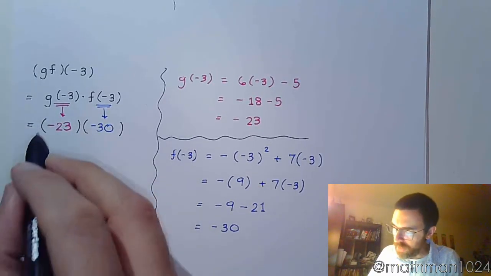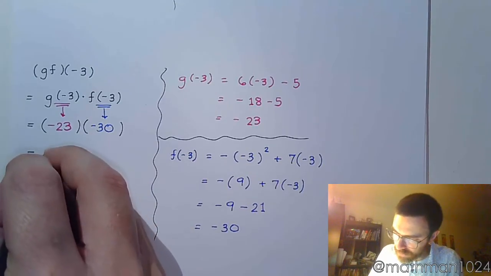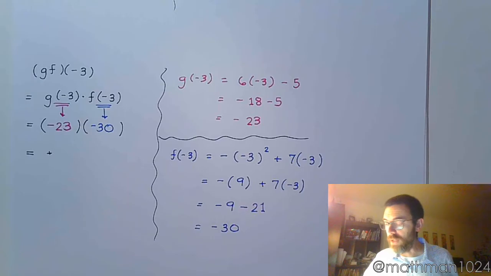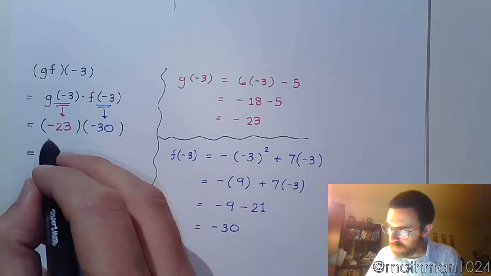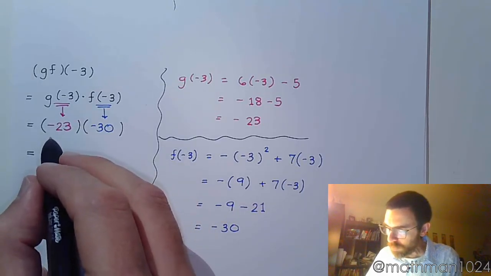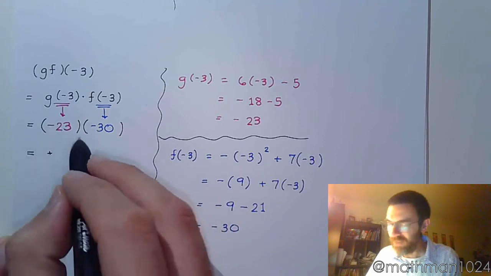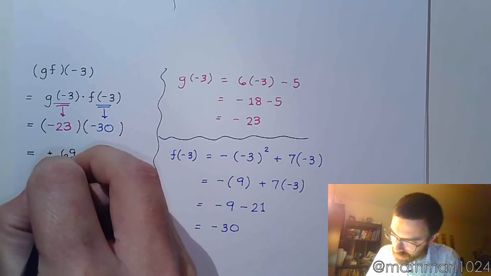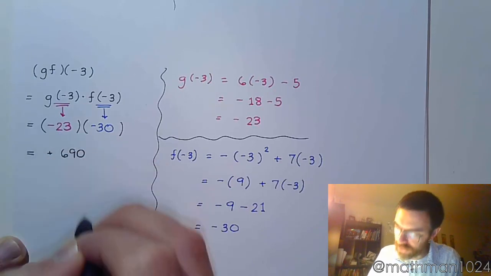So negative times negative is a positive. Sometimes we just kind of write that there so we know that we have already addressed the issue of signs. And let's see. 23, really this is 23 times 3, right? So that's going to give us 69, and since that's 30, we just add a 0 to that.